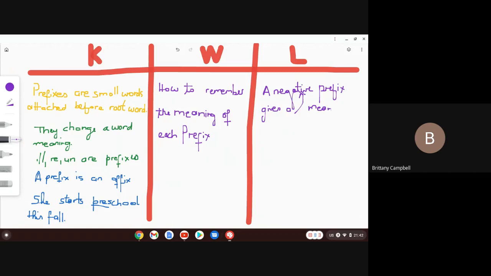Anything else? So on, yes, so un, dis, im, and in are all negative. Yes? So they're all negative prefixes. Awesome. So I'm going to put NP, negative prefixes. Here we go, right? Do we know anything else?